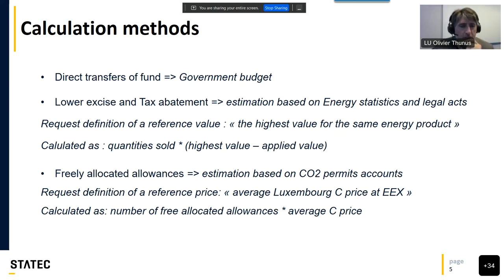Concerning the other transfer, which is freely allocated allowance, in fact, we obtain this information from the CO2 permits account. I'm not sure that many countries have this kind of account, but this is the case for Luxembourg. In short, what we do is define a reference price for CO2 permits, and we choose the value from the European market for ETS permits, and then we simply multiply the number of freely allocated permits by the average price.